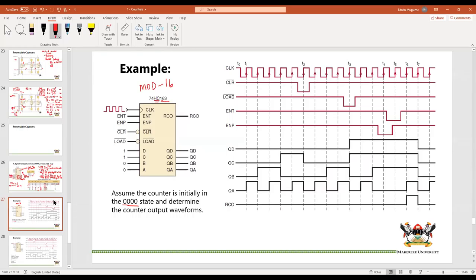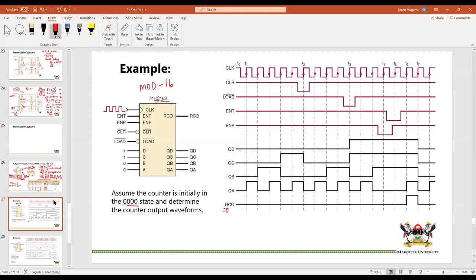Maybe it has been preset, as we saw earlier. And so now we want to determine the output waveform. We can see that, first of all, RCO is zero. We said that RCO will be zero until the output is in the terminal state. For this one, it is a mod 16 counter. When it reaches 1111, then RCO will change to a high. And then once it cycles back to 0000, RCO will go back to zero. Once again, there is an ENT consideration, but it's not in this example.